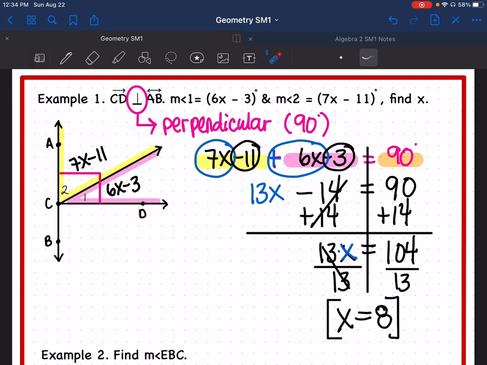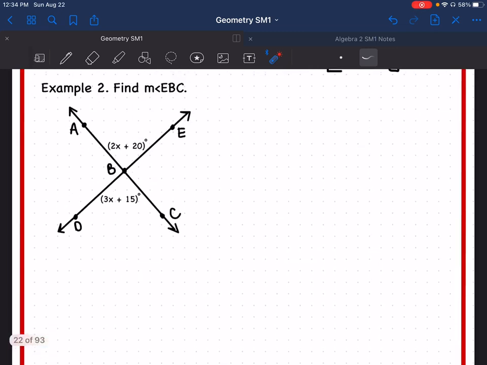All right, our last question for today is find the measure of angle EBC. I'm going to grab my highlighter, and it's going to help me find angle EBC. I'm just going to follow in order from E to B to C. This is the angle that they are asking me to find. So I'm going to put a question mark. I need to figure out this angle.